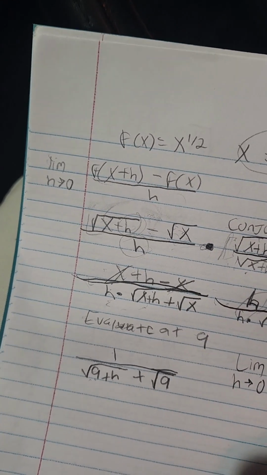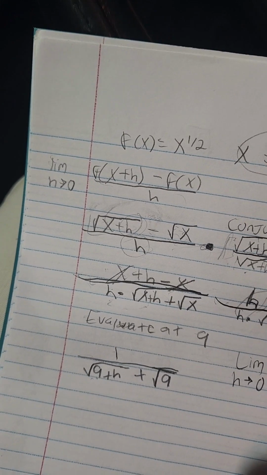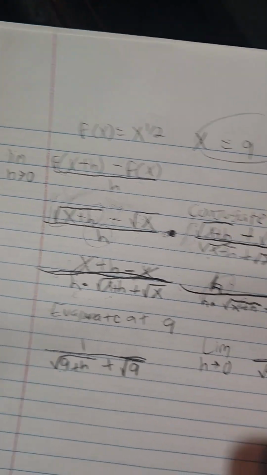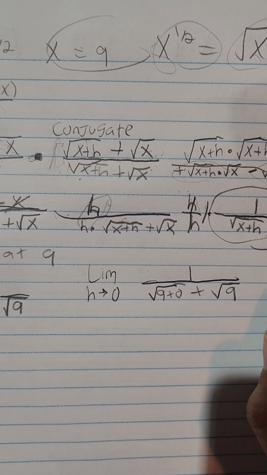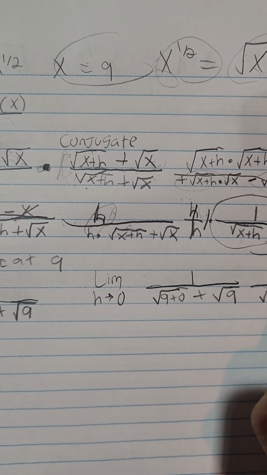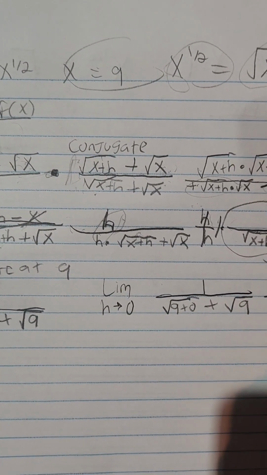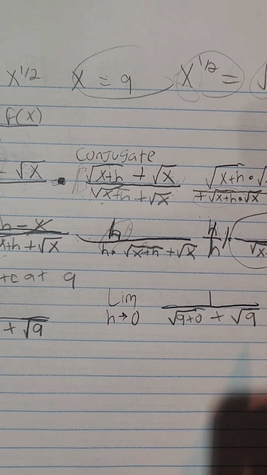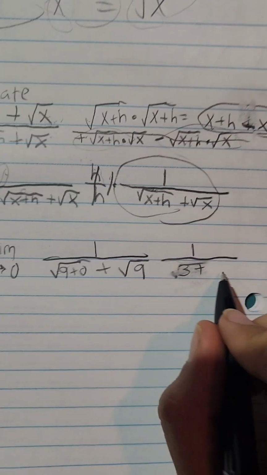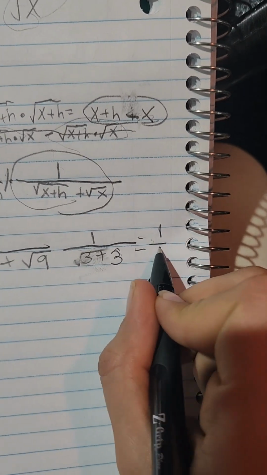Which will give you 1 divided by square root of 9 plus 0, plus square root of 9. And once you simplify that, you get square root of 9, which is just going to give you 3, because square root of 9 is 3, plus another square root of 9, which is also 3, which gives you the final answer, 1 over 6.